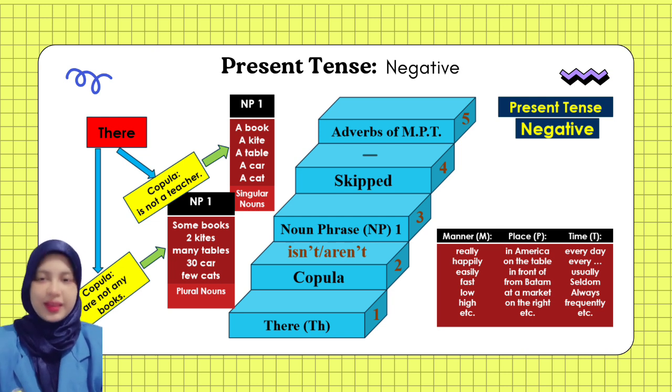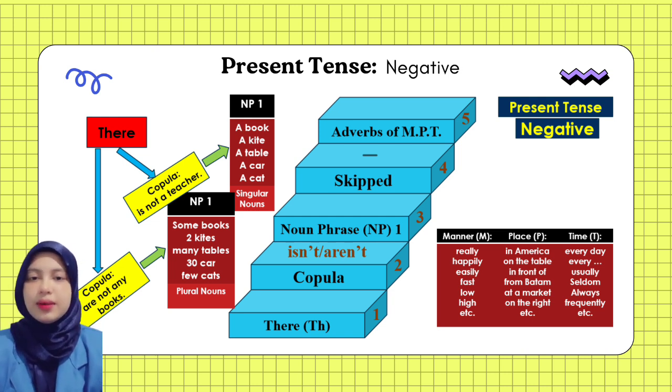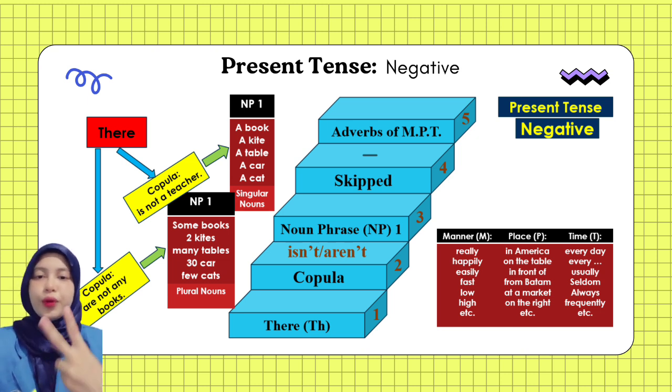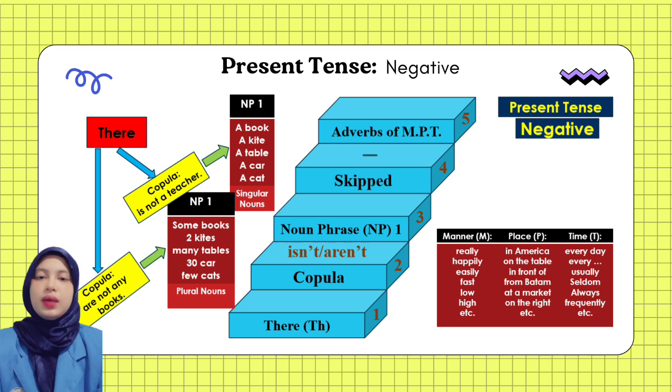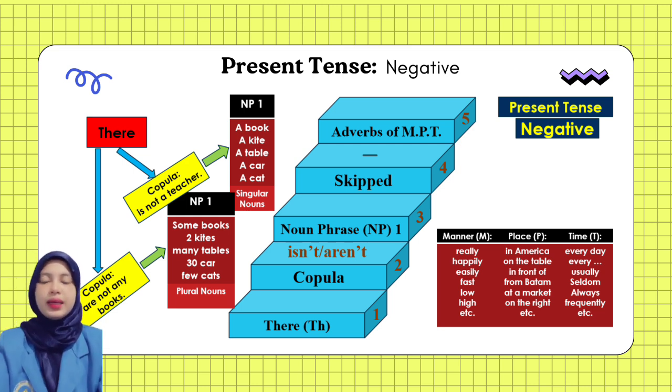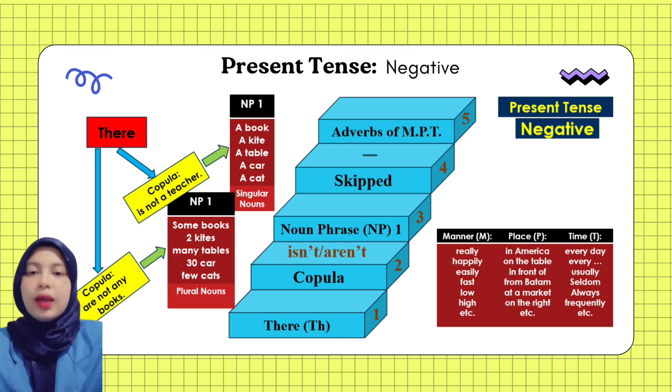Two, past tense negative. Next, let's explore how to form negative statements in the past tense. The change is simple but crucial. Stairs 1, there. We begin with "there" to signify that something did not exist or was not present in the past. Stairs 2, copula. To make the past tense copula negative, we add "not," so "was" becomes "was not," and "were" becomes "were not."